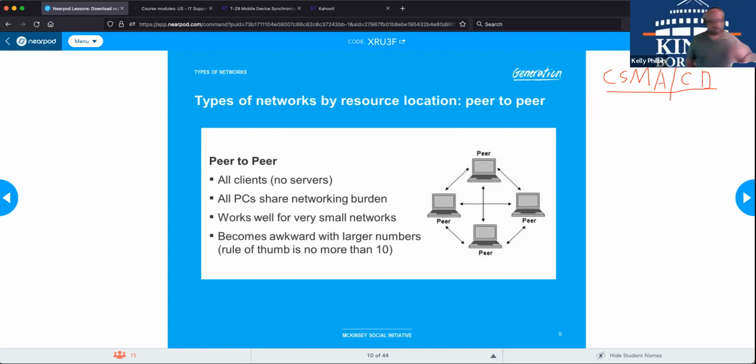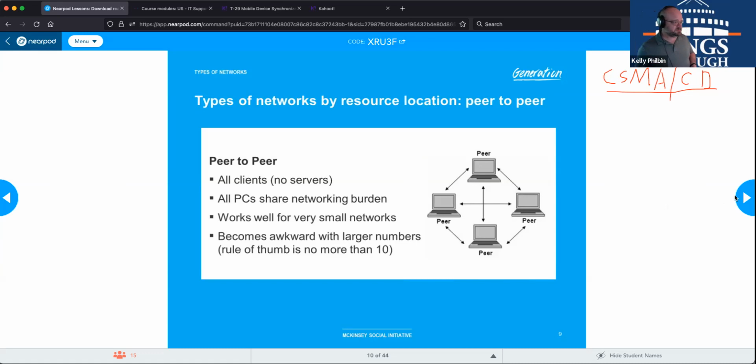So you want to keep it less than 10; more than 10 becomes a little awkward and doesn't work as well. We're all sharing resources with each other. We're sharing that network burden. If I'm connected to a printer, I'm typically sharing it with each other, various stuff like that.